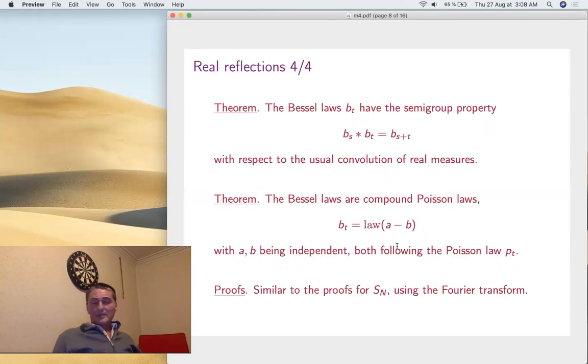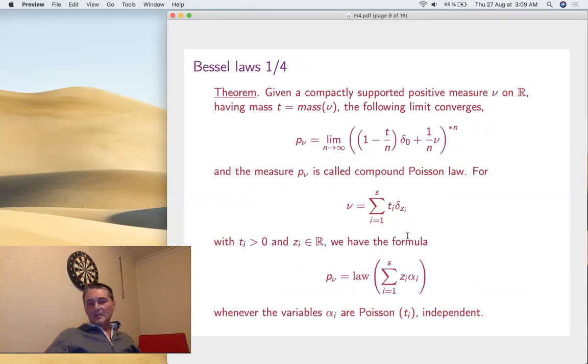Now let's try a bit to understand some probability. You see, we're getting into advanced probability. So let's try to understand these Bessel laws, and at the same time construct their generalizations, because this was about H_n. We want to look at H_n^s with s arbitrary. So let's do some probability for a few slides, and then we'll go back to complex reflections.